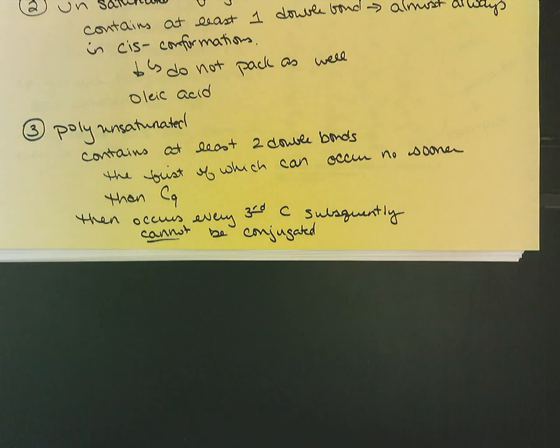Cannot be conjugated. Oh, could there be more than 3 carbons between them if it's a multiple of 3? Like 6 carbons between 2 double bonds? Theoretically, yes. I'm not totally sure it actually works out that way, but it could be. Yeah.